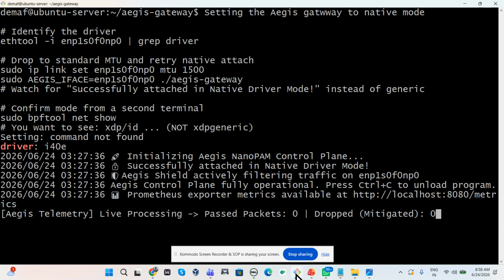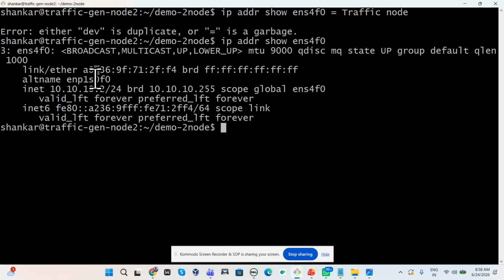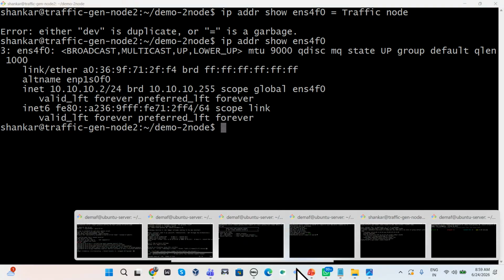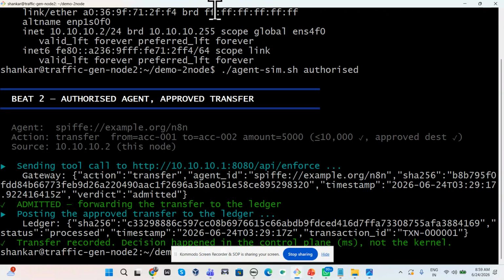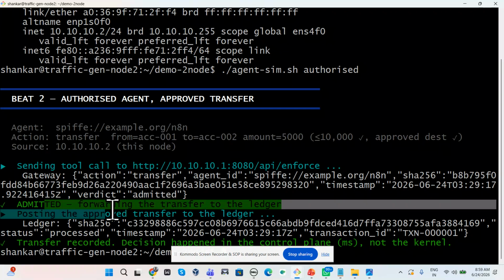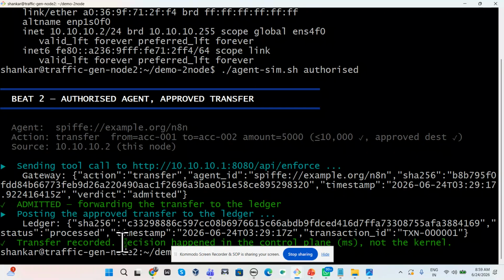And we have the traffic node running on 10.10.10.2. We are moving to the next scenario, the legitimate action. From the traffic node, we are injecting an authorized agent tool call. This is a legitimate agent, authorized transfer, approved amount. The control plane checks it against the policy and admits it, and the traffic reaches the ledger. It's a normal traffic flow.